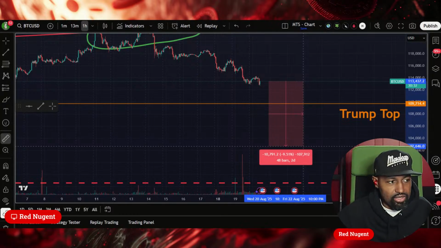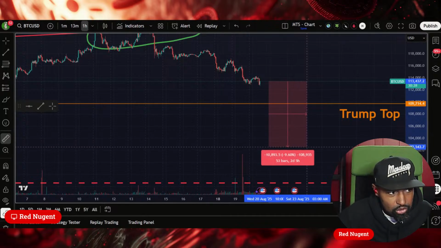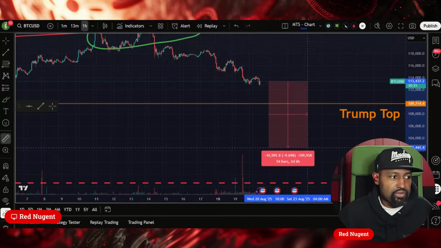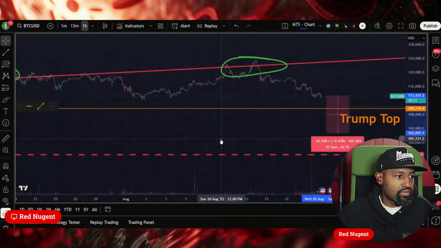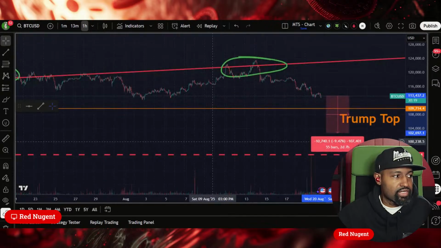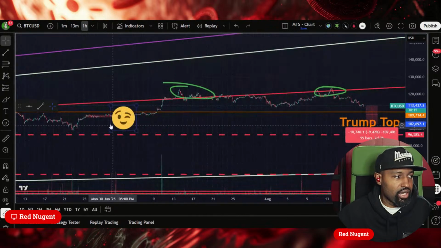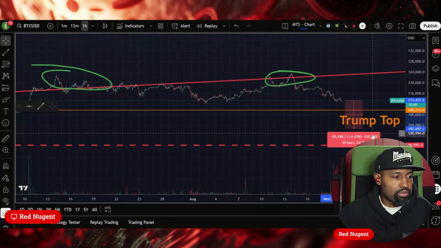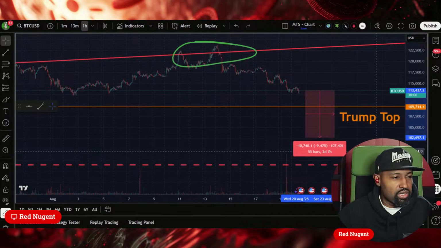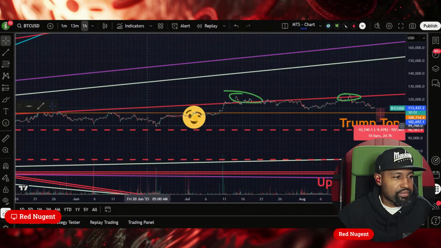That's not a round of applause. That's really good. So 102,500 Bitcoin would be 10% lower. Yikes. And if we go down there, I could see that happening. An overshoot of the Trump top. I don't really see us going lower than 100 yet.